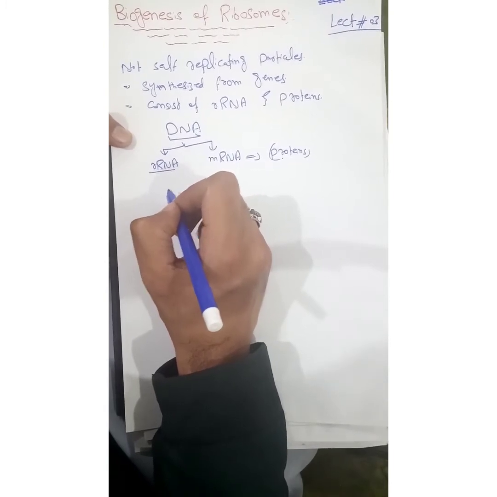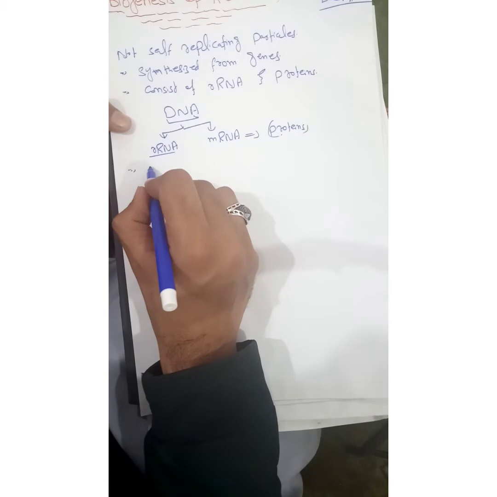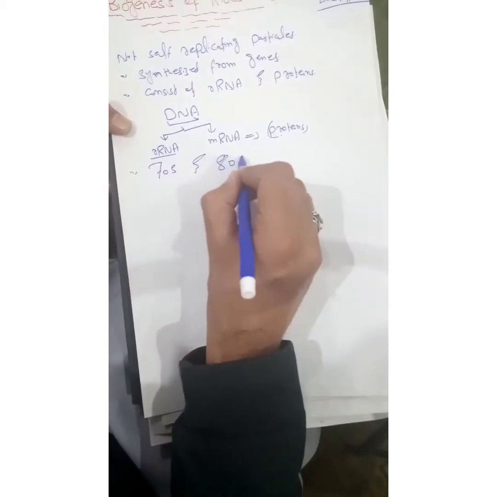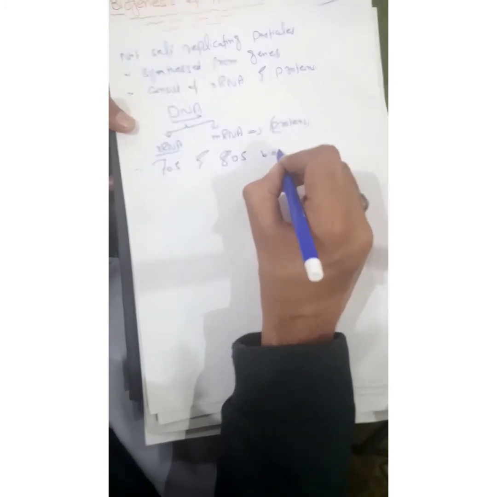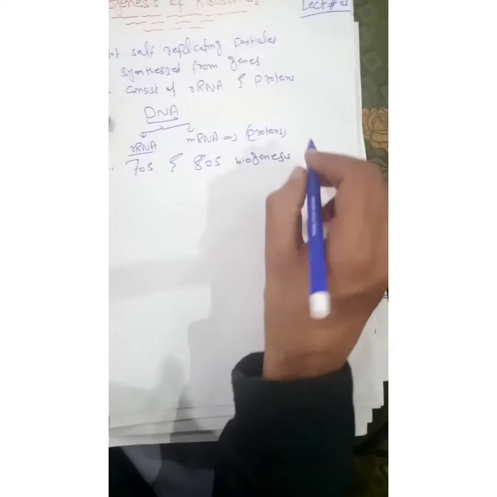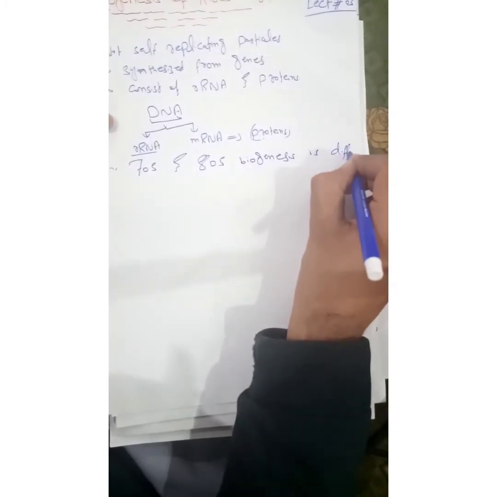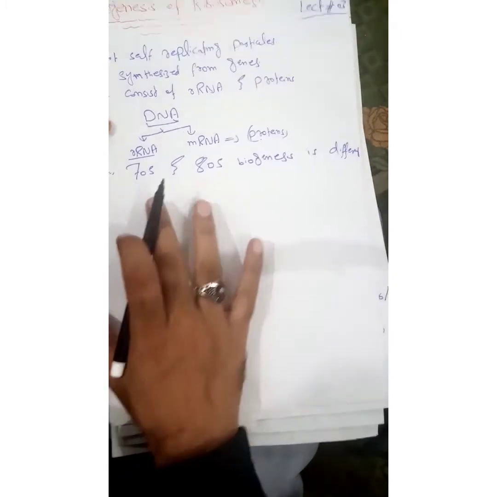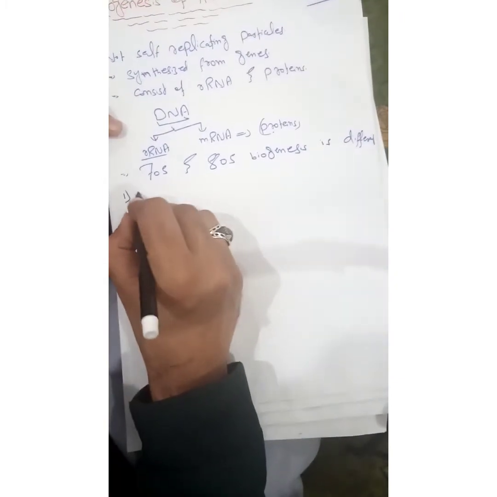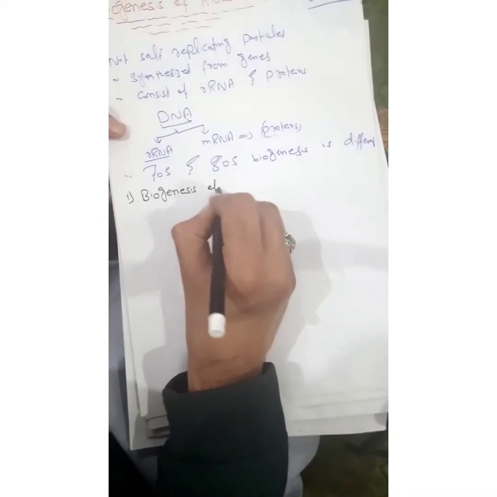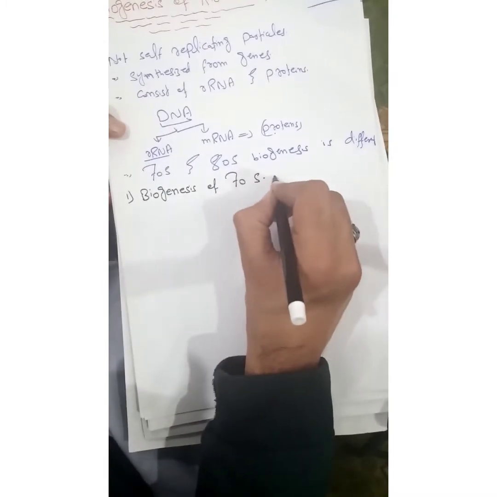The biogenesis of ribosomes is different in prokaryotes and eukaryotes, that is, the biogenesis of 70S and 80S ribosomes is different. So today we will study the biogenesis of 70S ribosomes first.